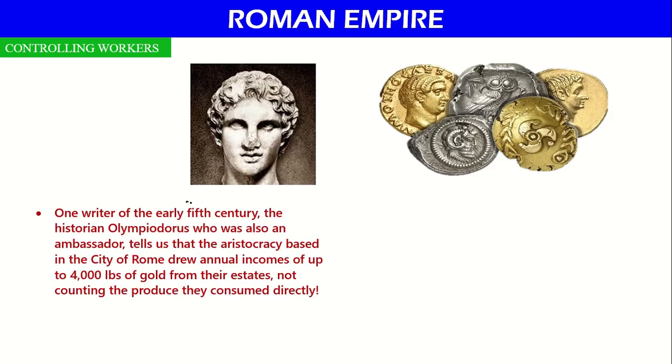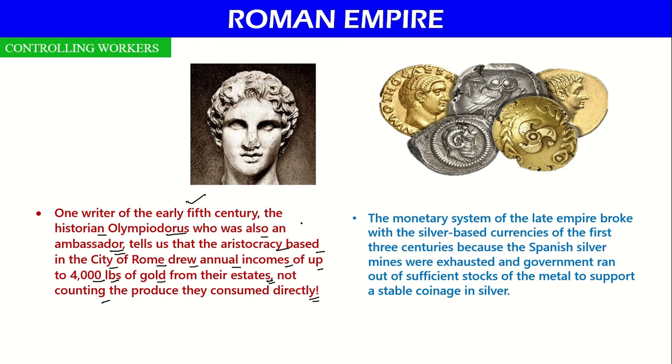One writer in the early 5th century, the historian Olympiodorus, who was also an ambassador, tells us that the aristocracy based in the city of Rome drew an annual income of up to 4,000 lbs of gold from their estates, not counting the produce they consumed directly. It is a record made by Olympiodorus, who talks about the wealth of the aristocratic families living in the city of Rome, who have gold from their estates apart from what they are consuming.